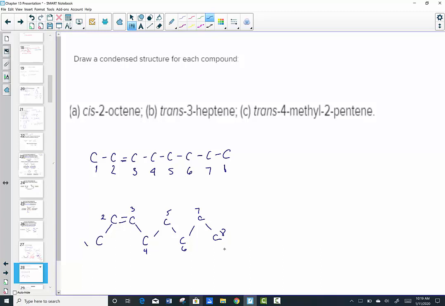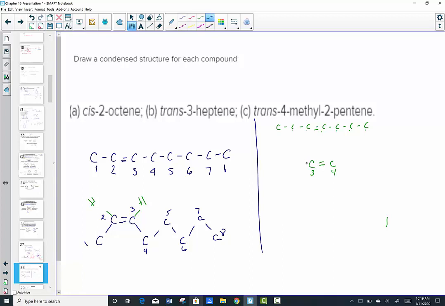How about trans 3-heptene? 1, 2, 3, 4, 5, 6, 7. And between carbon 3 and 4 is the double bond. So start by drawing the double bond, and you know it's between carbon 3 and 4. Now I can choose, remember that there's 2 bonds coming off, right? This is a hydrogen here. This is a hydrogen here. Those are the 4 bonds required. So I can see that I have a hydrogen coming off, and then another bond going down. I have another bond coming up, another bond coming down.